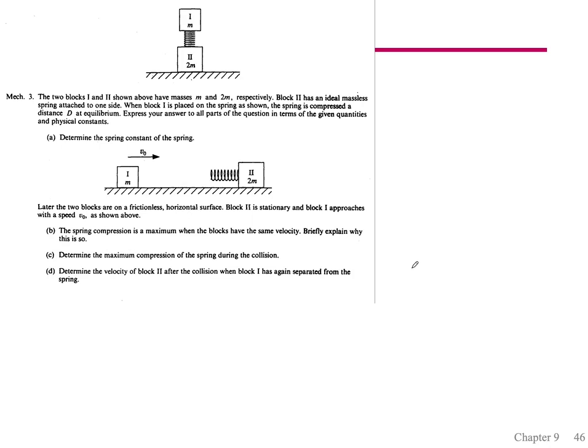A, determine the spring constant of the spring. Well, that's not too bad. Just using Hooke's law. Force is equal to negative k times delta x. The force is mg. The distance it compresses, it told us, is capital D. So the spring constant is just mg over d. Now, don't worry about the negative signs here.